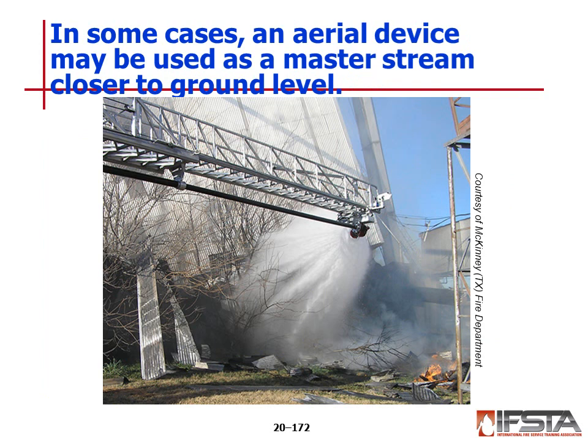In some cases, aerial devices may be used as a master stream closer to ground level, especially if the apparatus is equipped with water towers and telescoping aerial platforms. The driver operator should position the apparatus so the turntable is directly in line with the intended target if possible. This position allows fire streams to penetrate as far into the fire area as possible. In addition, the driver operator will need to judge distance to the building accurately so the nozzle will get close enough to be effective.